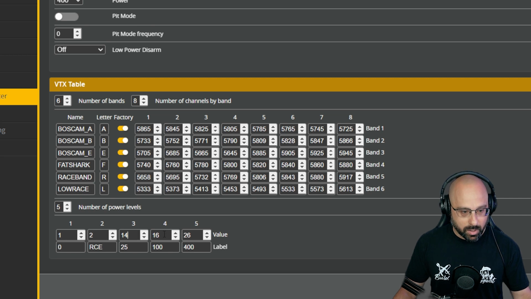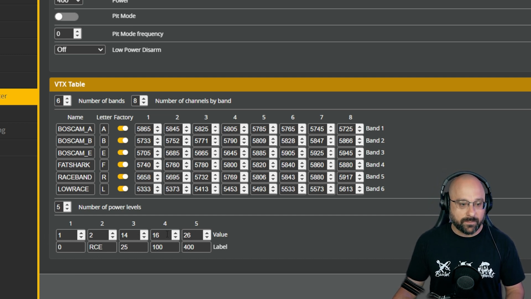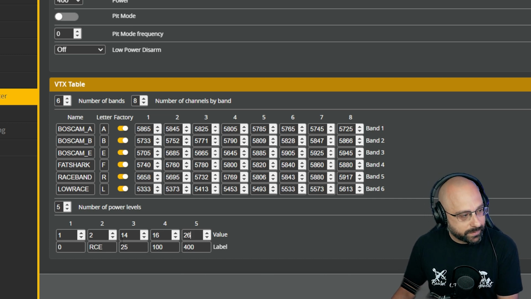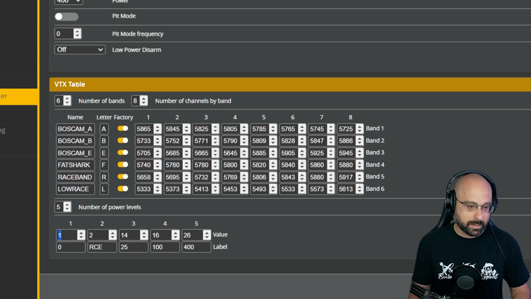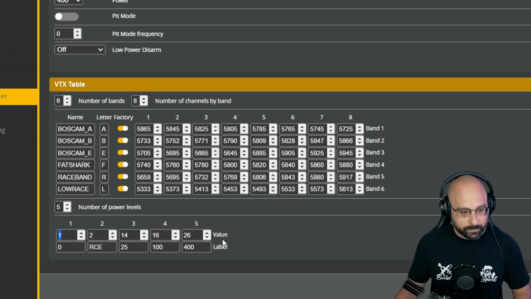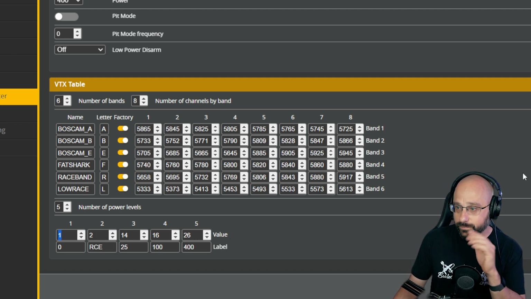these numbers wrong, do you see that these numbers go 1, 2, 14, 16, 26? If you get the power values wrong, that's the specific numbers that have to be right. The VTX will lock itself at its lowest output power. So if I were to just mess these up, I don't know what exactly I would do to mess them up. But you could have a messed up VTX table.